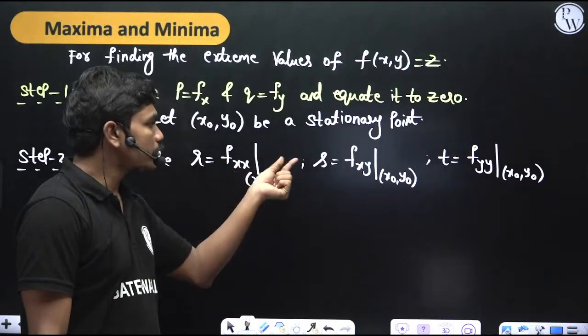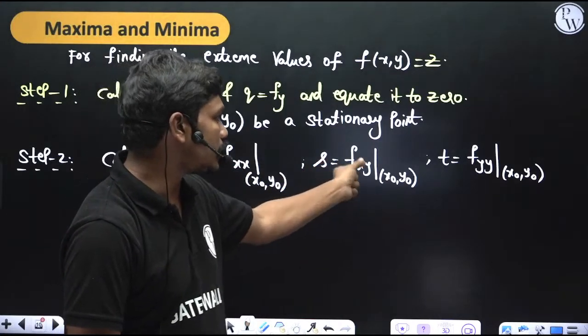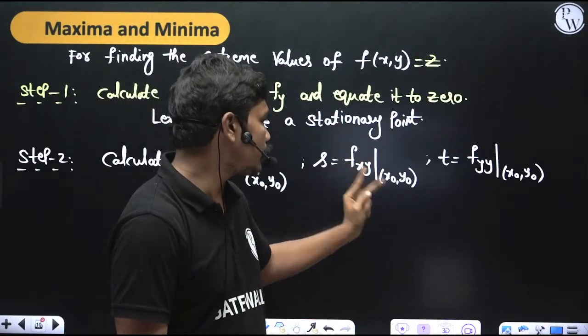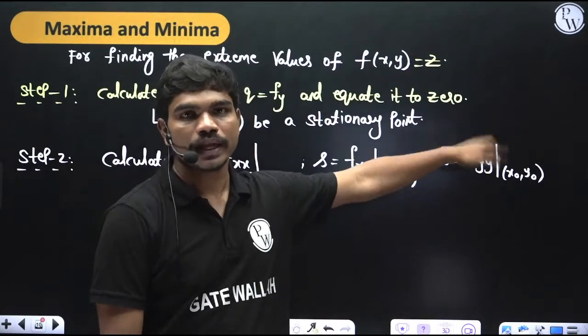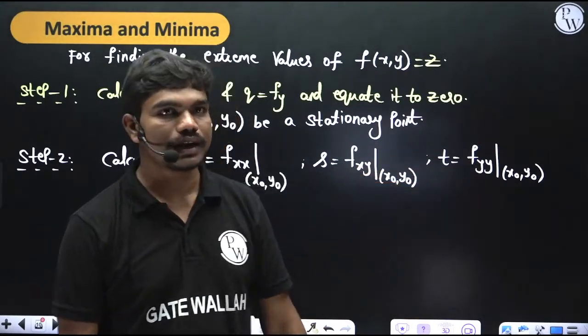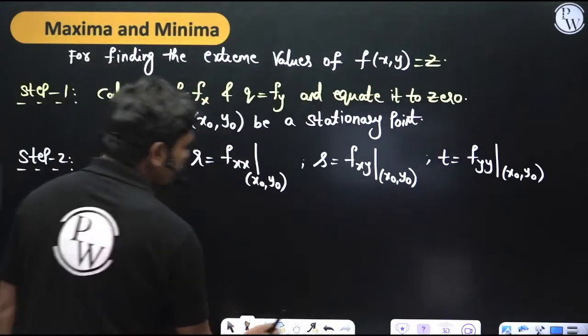with respect to x, s is the first derivative with respect to x and then second with respect to y, or maybe vice versa. t is fyy actually, which is dou square f by dou y square at that particular point x naught comma y naught. So now we can decide again.